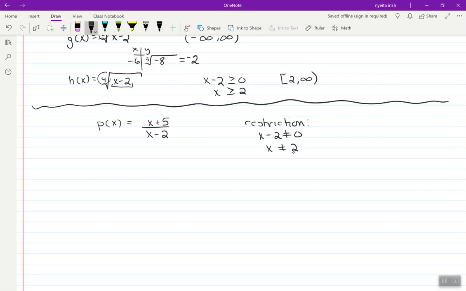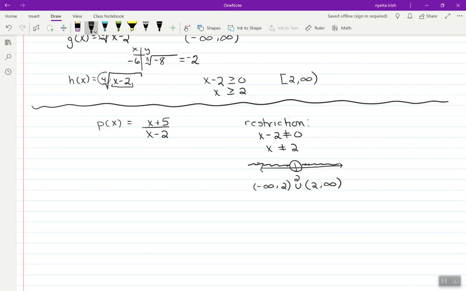So the restriction is x can't be 2, which means on a number line, it can be anything else, just can't be the number 2. So I'm going to put an open dot on 2, and that means I can shade either side of that. So going from left to right, I start at negative infinity to 2, and then pick it back up on the other side of 2 to infinity.